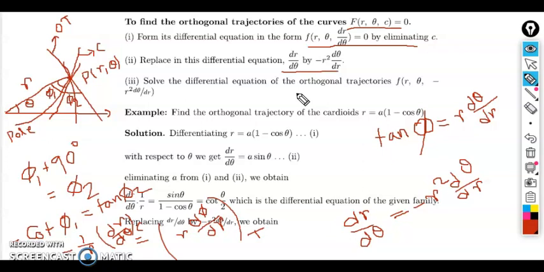Okay, so this is the procedure to evaluate an orthogonal trajectory for a curve in the polar coordinate system. So wait for the next lecture. We will expand this using two different examples to clear your idea. Thank you for listening.